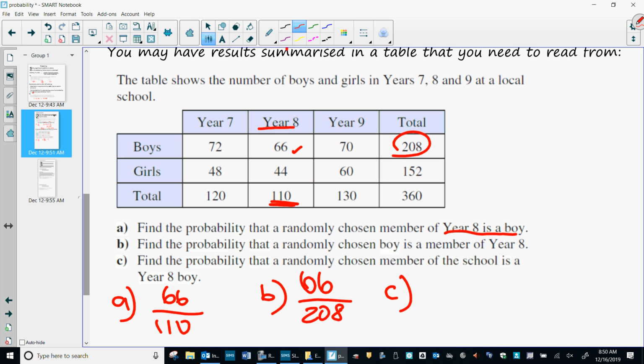Find the probability that a randomly chosen member of the school is a year 8 boy. So what is our denominator this time? And a year 8 boy, obviously 66. This is to show the importance of making sure you're reading the question carefully, and that's going to tell you what your denominator is going to be.